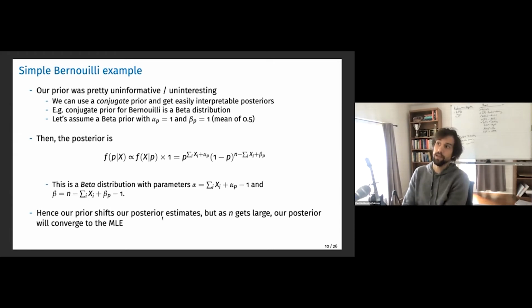What we can do is use a conjugate prior and get relatively easily interpretable posteriors. This is going to matter for what we do going forward. So conceptually, the idea is that there are these priors called conjugate priors, which you multiply a data generating likelihood by, and it's going to give you a posterior that is also in the same family, that's analytically tractable.